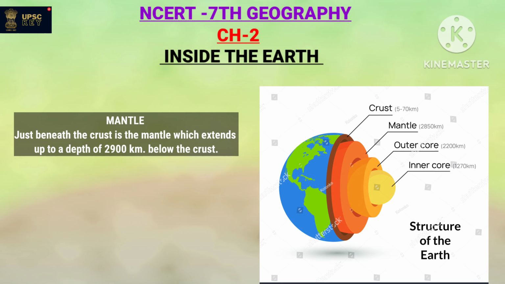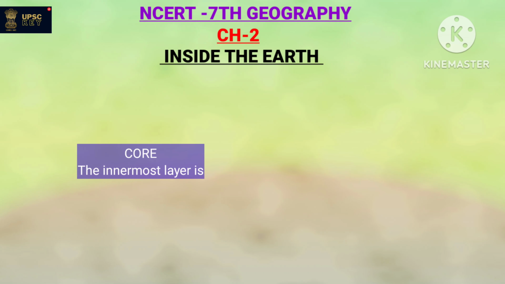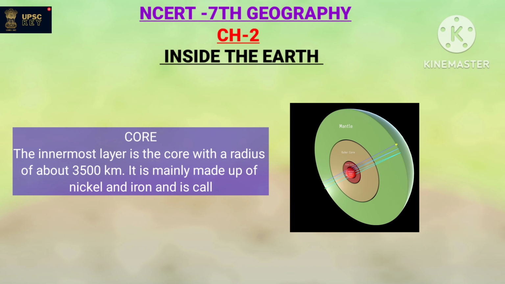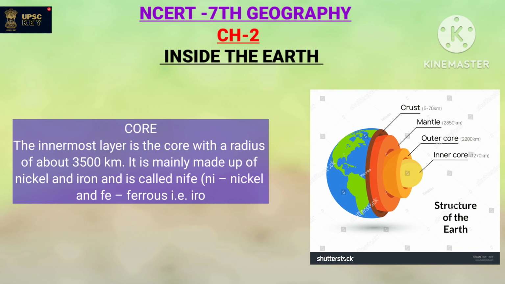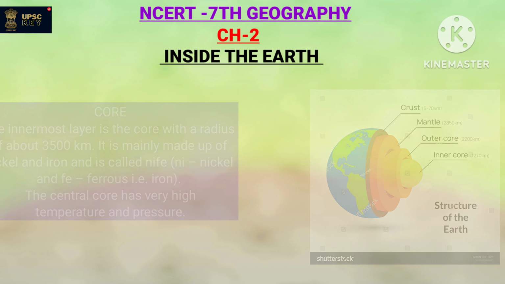Another layer of the earth is the mantle. Just below the crust is the mantle, which extends up to a depth of 2900 km below the crust. The third layer of the earth is called the core. The innermost layer is the core with a radius of about 3500 km. It is mainly made up of nickel and iron and is called Nife: Ni means nickel and Fe means ferrous iron. The central core has very high temperature and pressure.